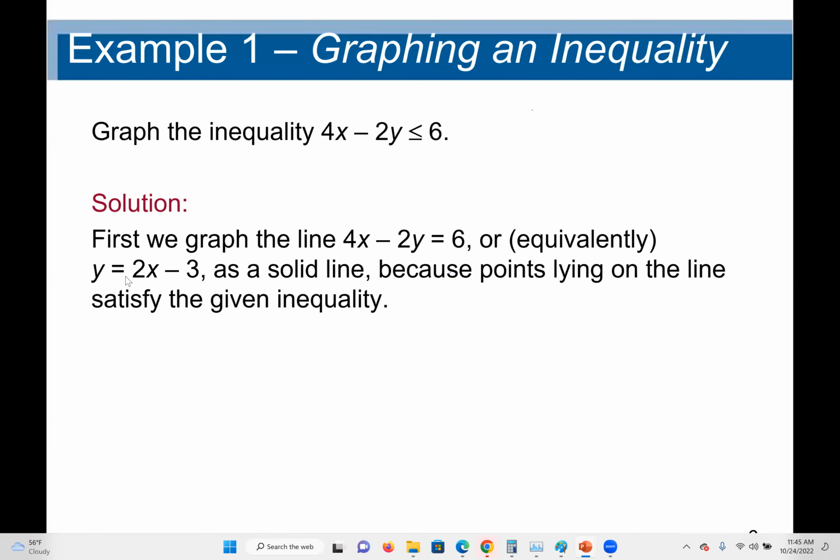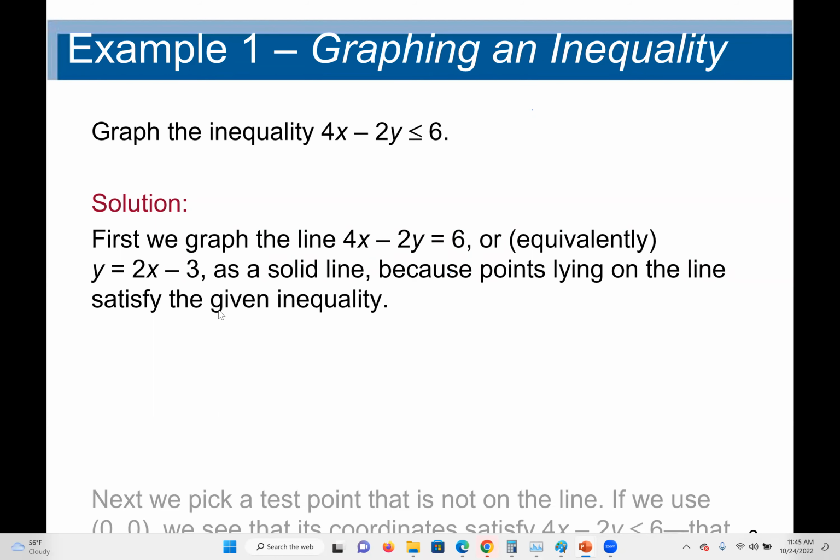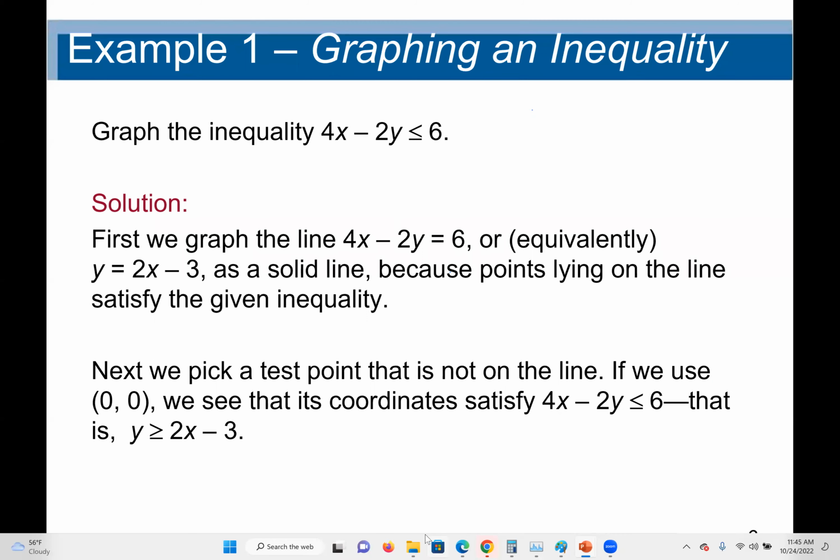Or the best way, as we did when graphing a linear equation, we say let's solve for the 2 points, the y-intercept and x-intercept. So when x is 0, y is negative 3. And when y is 0, we look for the x value. And that's what they did here.